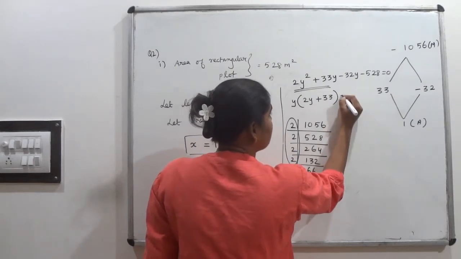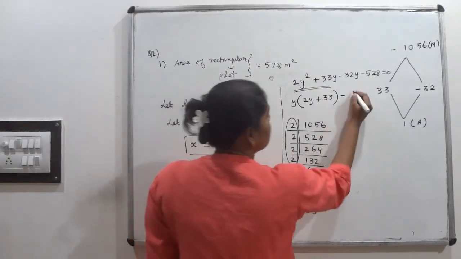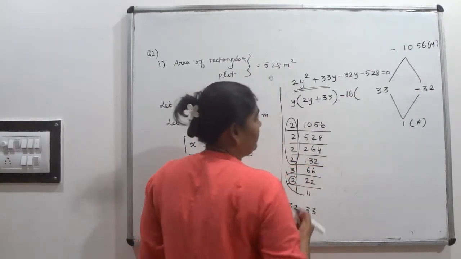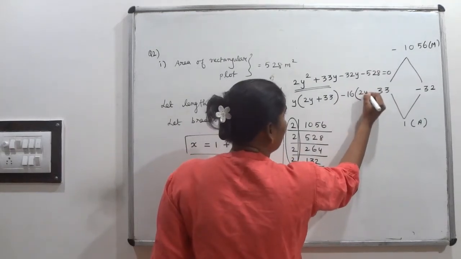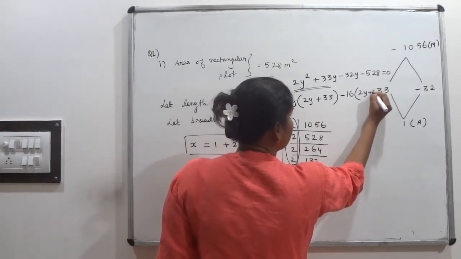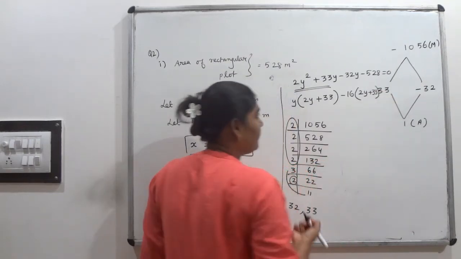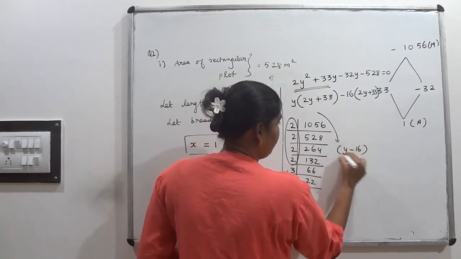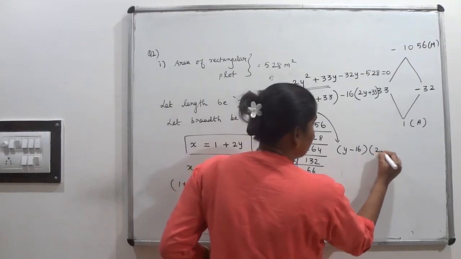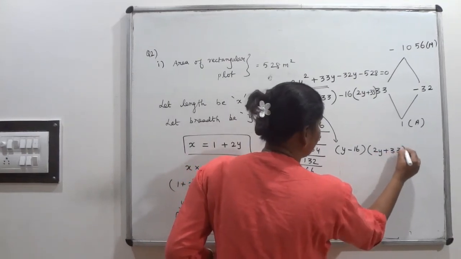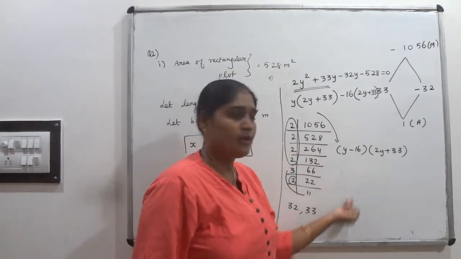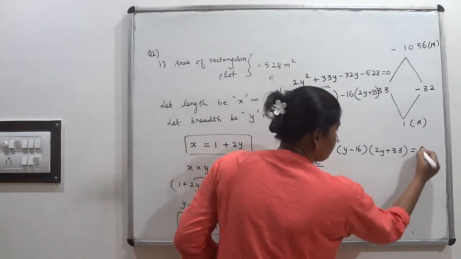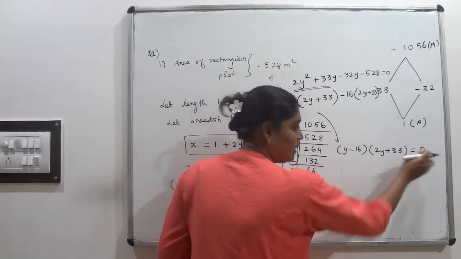Go for this one. Take out minus 16. What is left over here? 2y plus 33 will be left over. So write it here. y minus 16 is one term, and the other term is 2y plus 33. y minus 16 is one factor and the other is 2y plus 33. So it is equal to 0, and every factor you have to equate with 0.